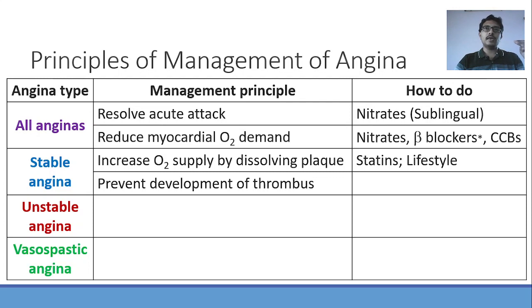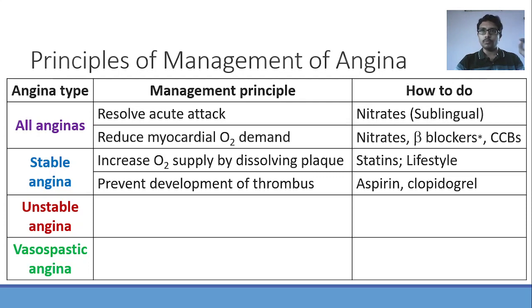Next, the plaque is there. There is a high chance that the endothelium covering the plaque is going to open up, leading to the formation of thrombus. You should prevent the development of thrombus in the patient who is having plaque already, in the patient who is having stable angina. How do you do that? You do that by giving antiplatelet drugs such as aspirin and clopidogrel. These are the management principles for stable angina.